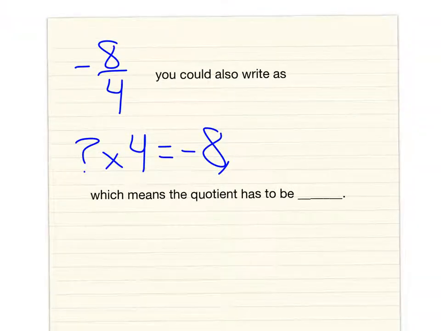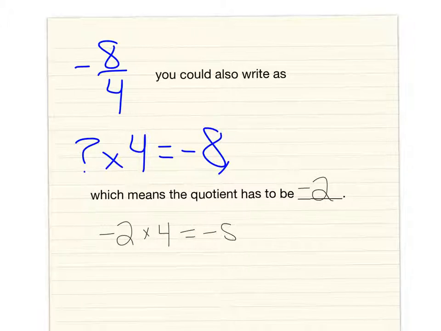Okay, another way to think of this is with inverse operations. If we have the fraction negative 8/4, we could say, well, what number, if I multiply it by 4, would give me negative 8? Well, if I multiplied 2 by 4, 2 times 4, of course, would just be a positive 8. So the answer would have to be negative 2. The quotient has to be negative 2 because negative 2 times 4 would give us the negative 8.